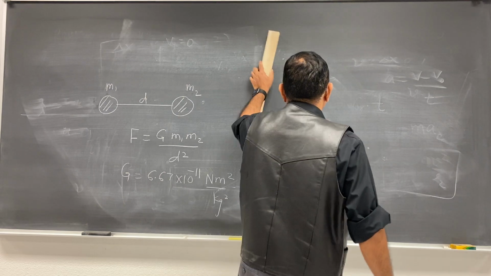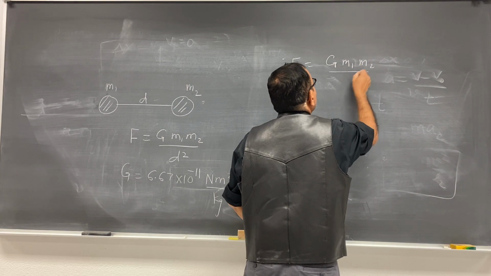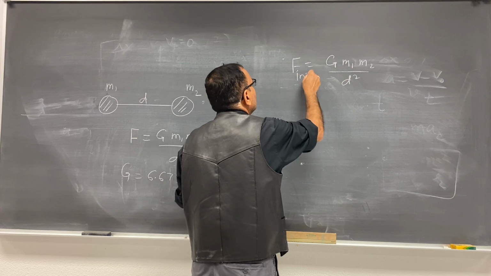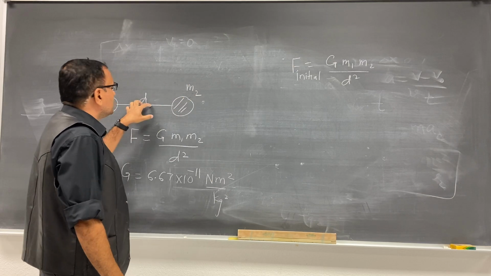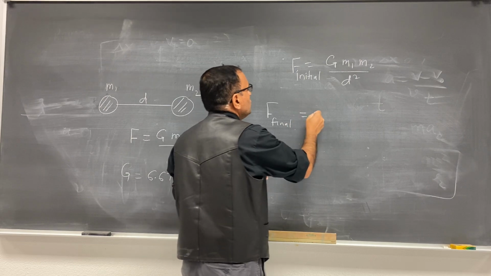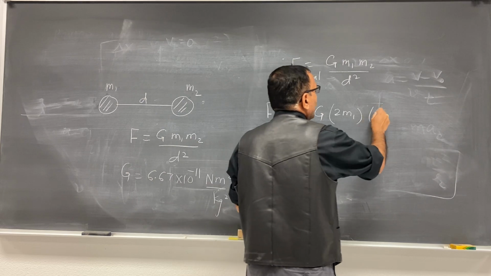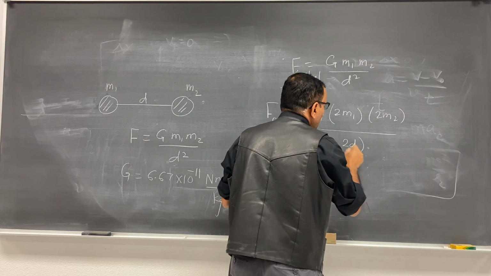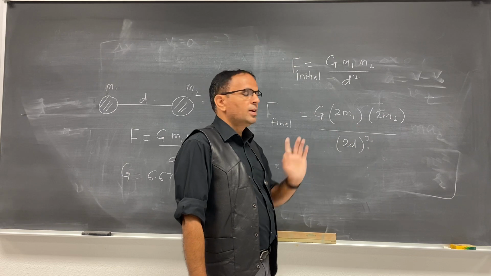That means this. F is equal to G m1 m2 divided by d square. This is initial, let me call it F1 initial. Now what will you do? You double this mass, you double this mass, and you double the d also. That means your F final is, G is constant, you double the first mass 2m1, you double the second mass 2m2, you double the distance 2d, but you have to square it. Many students make a mistake here, 2d square.